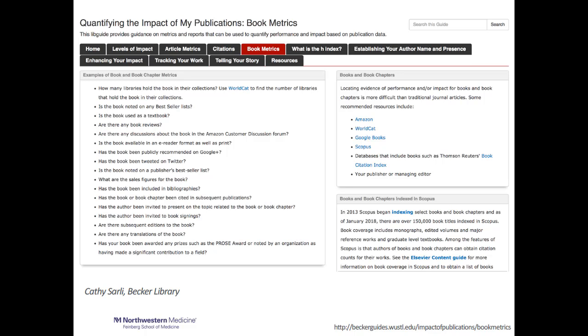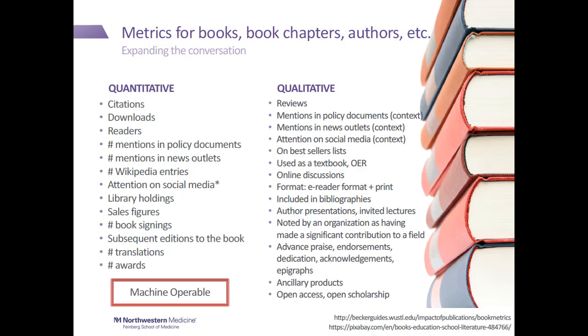And you can see over on the left-hand side that there are a number of really terrific ideas about items that can be metrics. So for instance, has the author been invited to book signings? Has the book been included in bibliographies? And so that's a little harder to tease out.